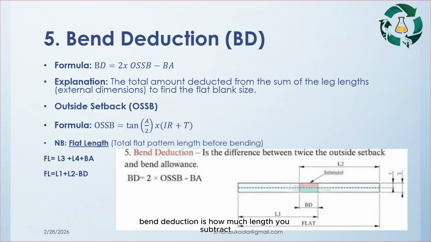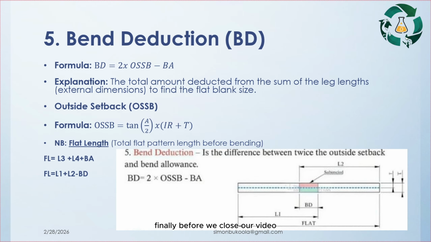Bend deduction is how much length you subtract from the overall dimensions due to the bend, or the shortening effect. The formula is BD equals 2 times OSSB, where OSSB is the outside setback, minus BA. Remember, BA is the bending allowance. We also have some small information about the flat length. This helps in sheet flattening and knowing what you need. So these formulas are very important.